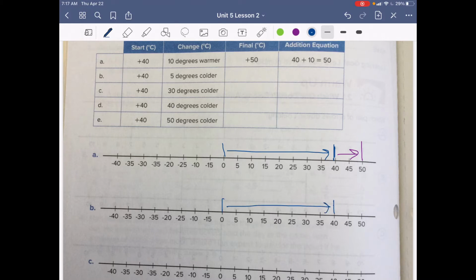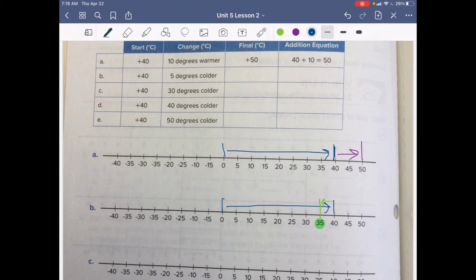And draw our arrow. Let's switch colors. And it got 5 degrees colder. So is that going up or down? Yeah, that's going down. 5 degrees colder. So it got a little bit chillier. Is that 5 degrees colder going to be shown as a positive or as a negative? I know that's a little bit tricky, but is that 5 degrees colder going to be a positive or a negative? Yeah, in this case, it's going to be a negative. And where we ended was right here at 35.